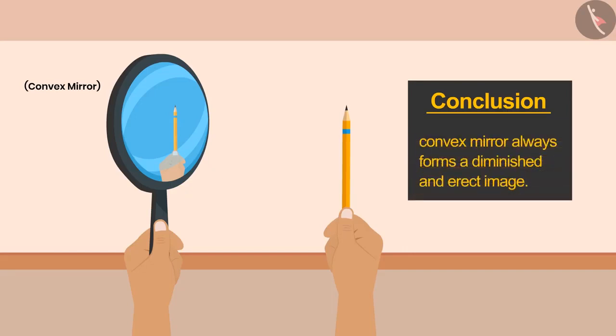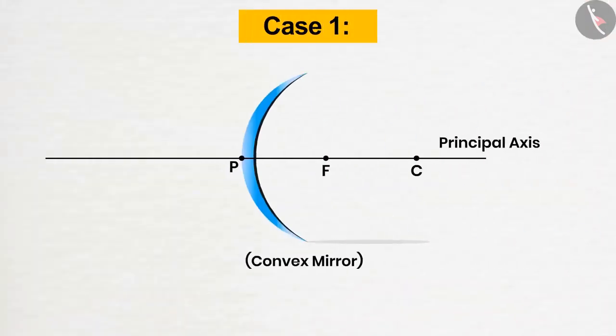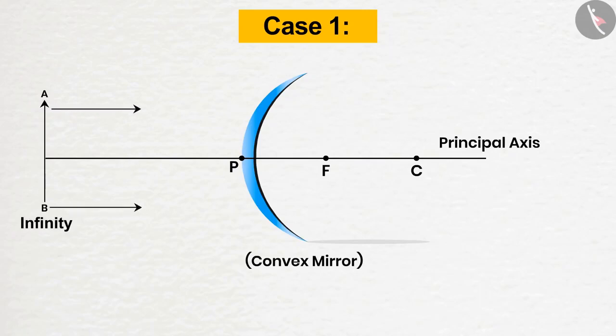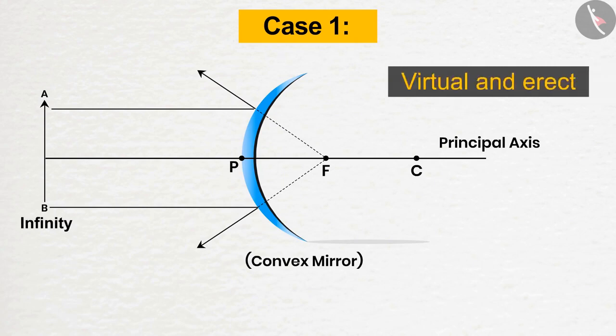If we talk about the ray diagrams, then only 2 cases are possible for a convex mirror. Case 1. Position of the object at infinity. If the object is placed at infinity, the rays will travel parallel to the principal axis, then get diverged on falling on the mirror, and the image appears to be formed behind the mirror. The size of the image formed is very small and its nature is virtual and erect.